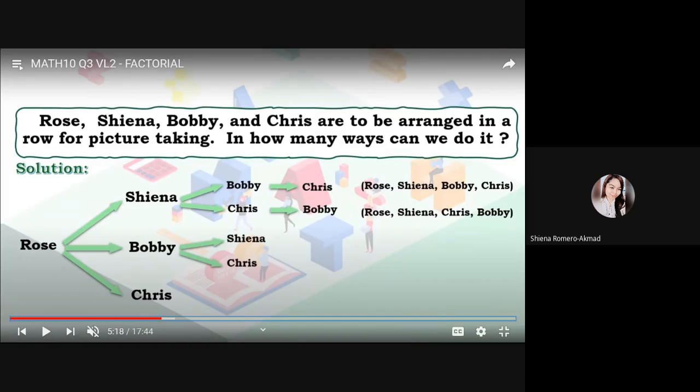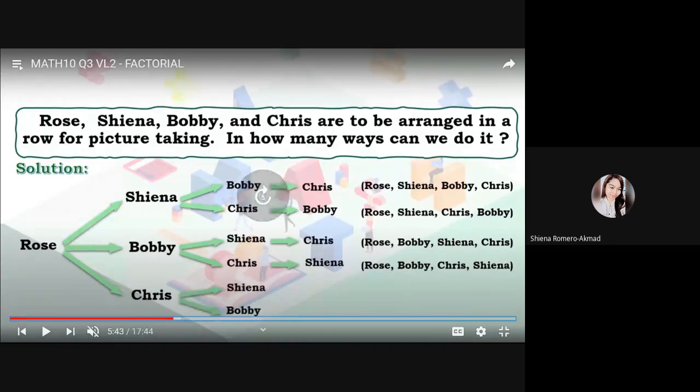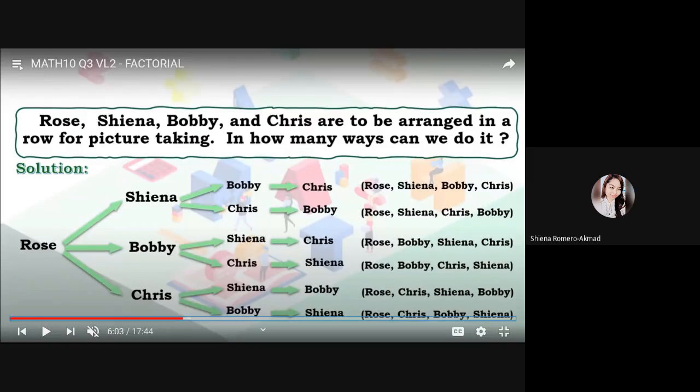And how about if I chose Bobby in the second? So pwedeng sa third si Sheena or si Chris. If I choose Sheena, then Chris is last. Then we'll have this arrangement. If Chris is in the third, then fourth is Sheena. And this is the arrangement. Si Chris, ganun din gagawin natin sa kanya. Siyempre, ang choices na lang natin is si Sheena and si Bobby. Then, if Sheena, then Bobby is last. If Bobby is in the third position, then Sheena is in the last position. So as you can see, there are 6 arrangements that we made whose first position is filled with Rose.